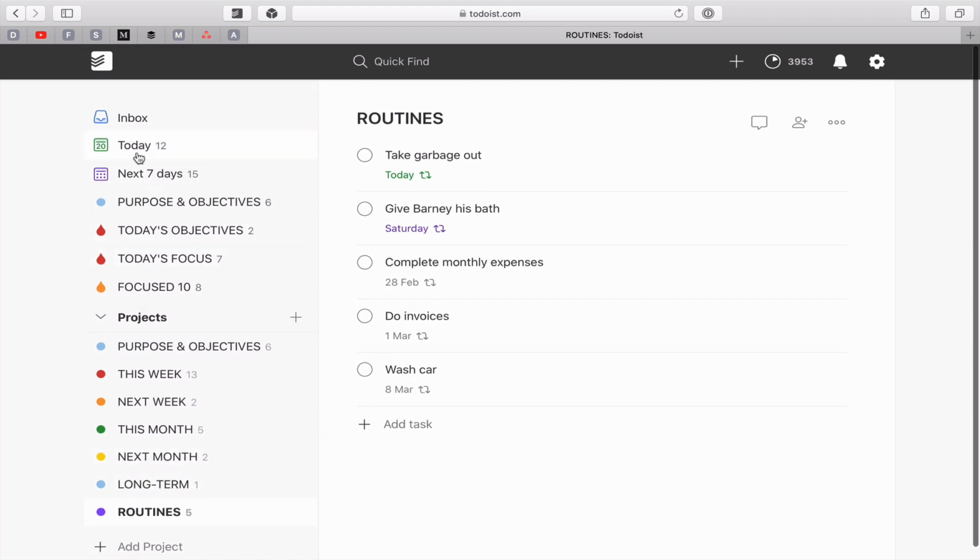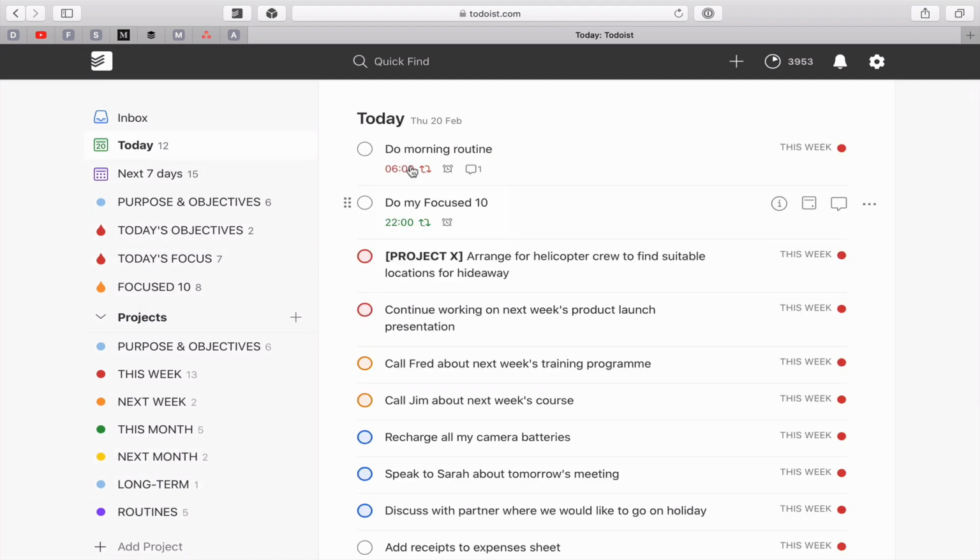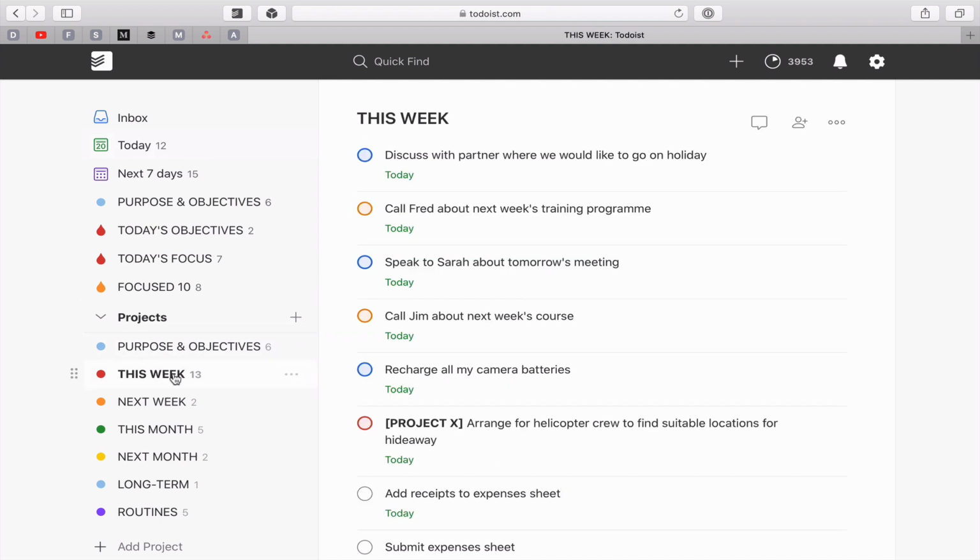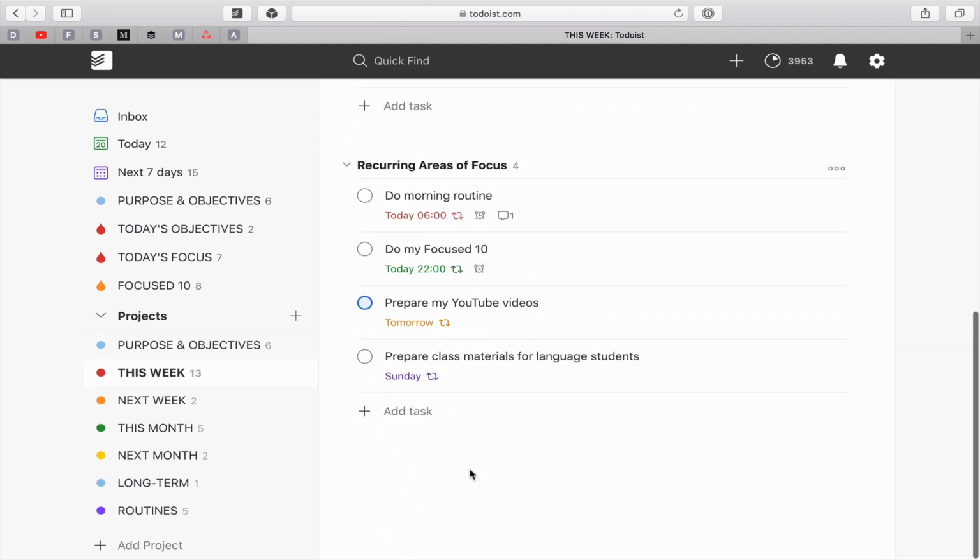And you can probably see here in the today's view, I've got my morning routines, which, if you remember from last week, come into the section here which I call recurring areas of focus. These are the things that recur every single week that are really important to me, like my morning routine, doing my focus 10, preparing my YouTube videos, and preparing the class materials for my language students. For example, these are the things that do drive me forward, and these are recurring. So I don't need to be adding these to the weekly project. They're just there. They will come up when they are due.